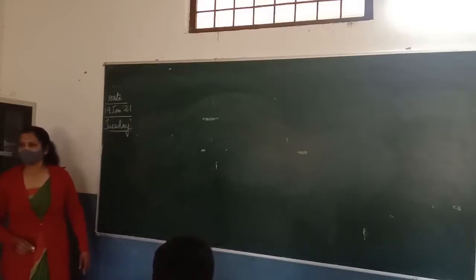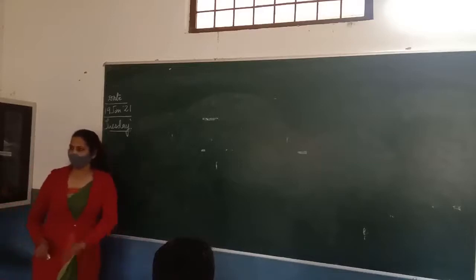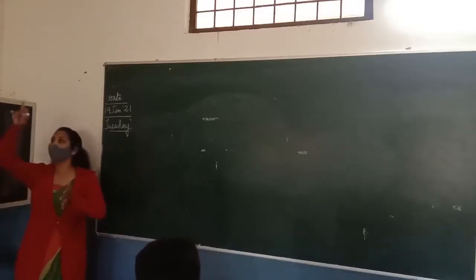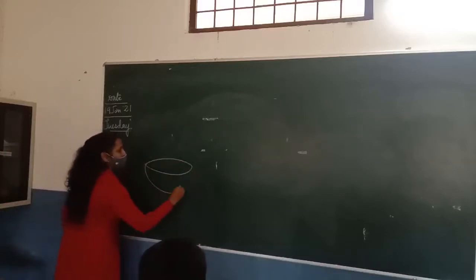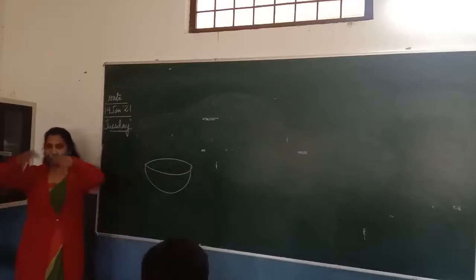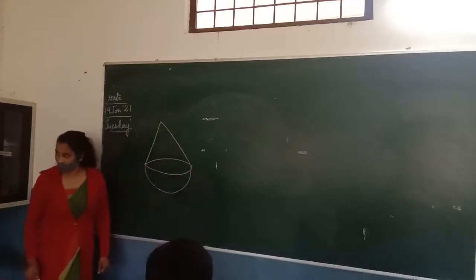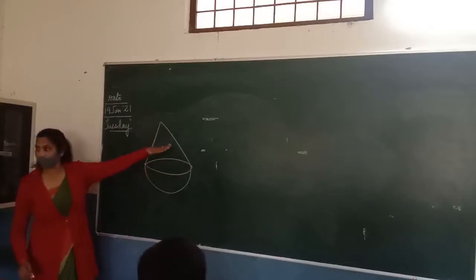A solid toy is in the form of a hemisphere surmounted by a right circular cone. But it means a hemisphere is surmounted by a cone. What is the meaning of this term? It means this is a hemisphere, a half sphere, and it is surmounted by a cone. It means a cone is placed over this hemisphere. So this is the meaning of surmounted by the cone.